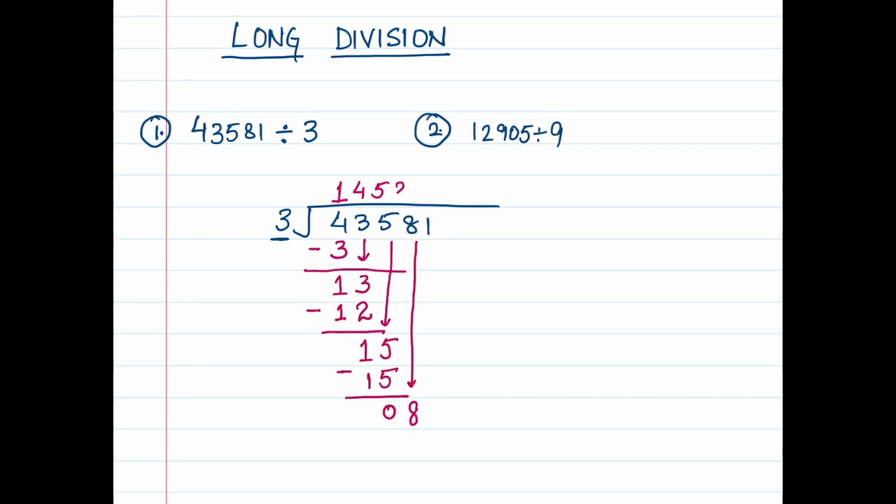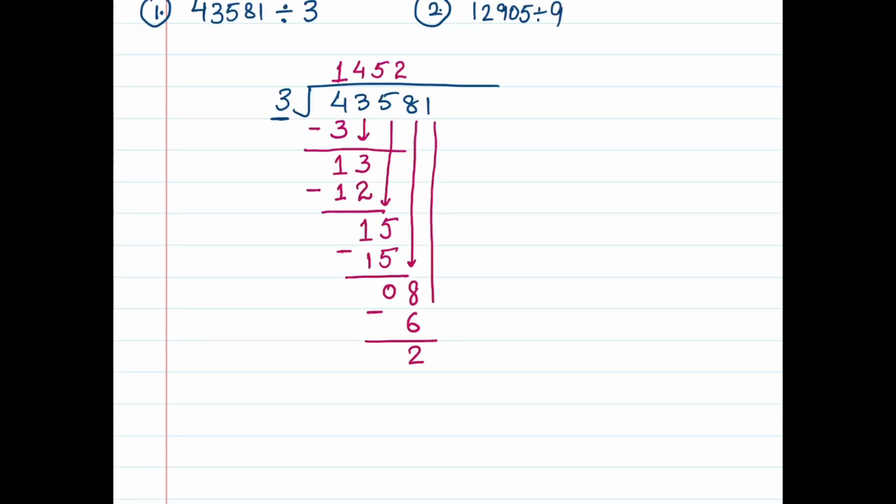3 times 2 is 6. We cannot do 3 times 3, 9, because that will be more than 8. We need the number smaller than 8. So then we again subtract. 8 take away 6 gives us 2. Now the last number is 1. We bring down 1, and we know that 3 times 7 is 21, and that gives us 0. So in this question we got the remainder, the number at the end, as 0.